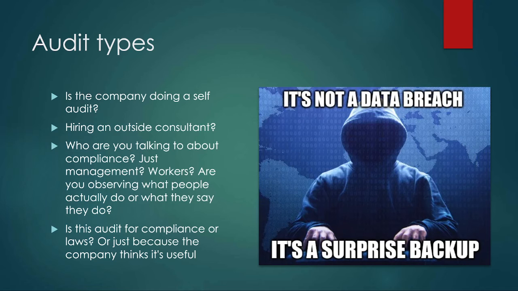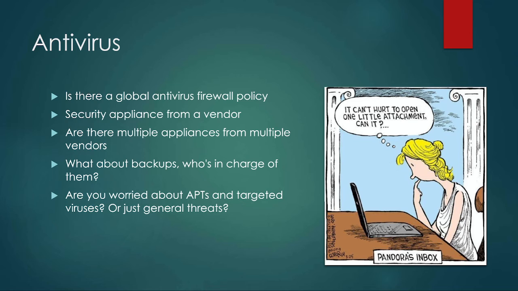So it's important that you are paying attention to all of those different pieces. Now, as part of our security policy, we are likely to have some variety of antivirus mentioned on there. Perhaps it is a global antivirus, perhaps we have a security appliance, perhaps we have multiple appliances from multiple vendors. We also have to think about backups of our antivirus, and all of that information should be part of our policy, and part of our audit should be going in and making sure that that's still valid.